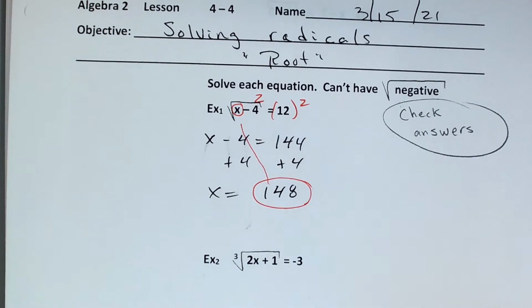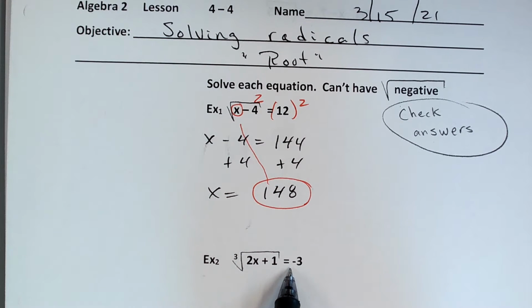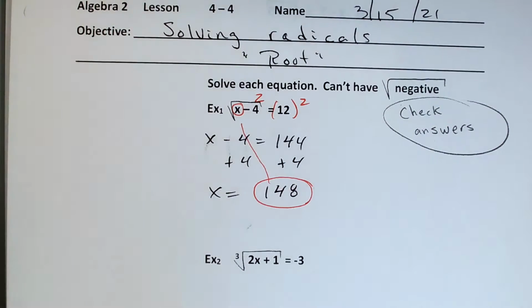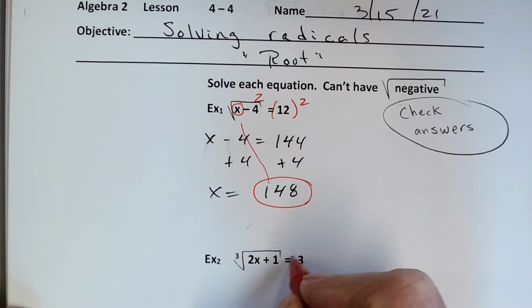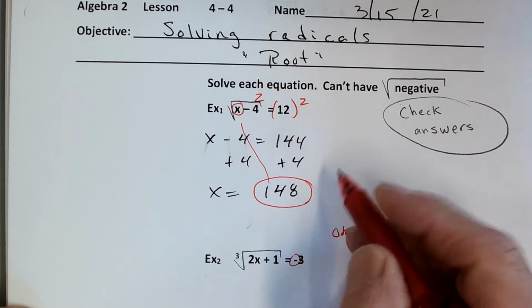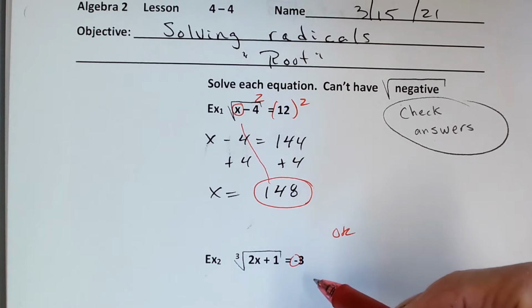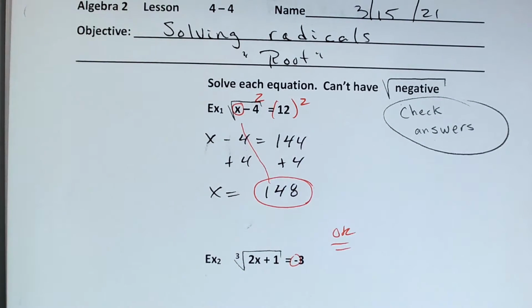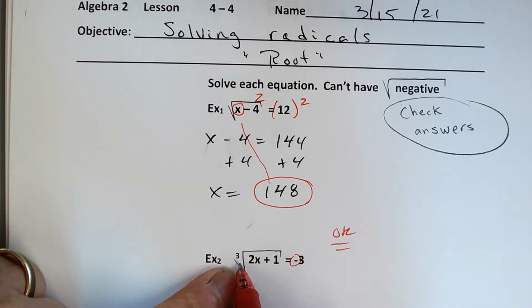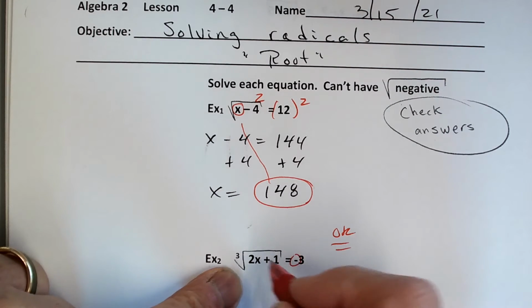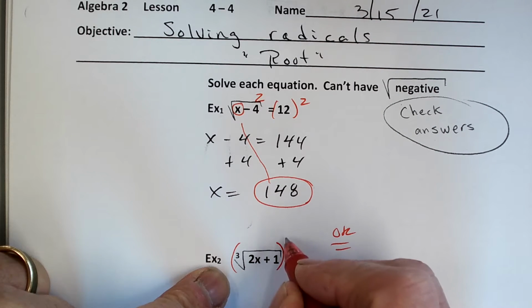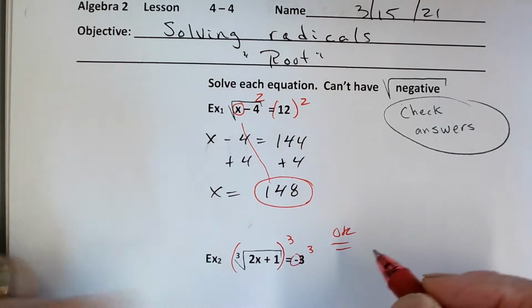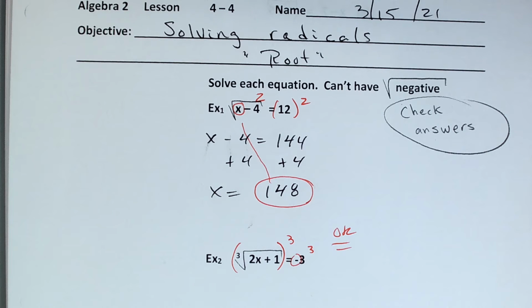Okay, now number 2 is very similar. Okay, cube roots can equal negatives. This is okay. This negative here is okay. It would not be okay if it was a square root, because square roots can't equal negatives. But cube roots, it's going to be okay to equal negatives. So same thing, I'm going to undo it by doing the opposite. So the opposite of a cube root would be to take the cube of both sides. Okay, I'm just going to undo it by doing the opposite.